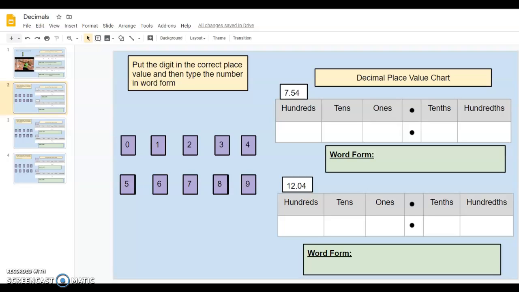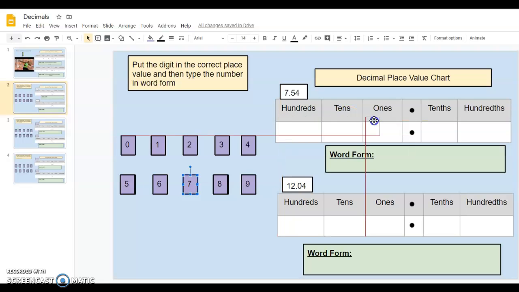So I'm getting ready to explain how to do one of these questions right here for decimal place value. Pretty much your question is right here. This is what you're going to be putting into the place value chart. So that is 7 and 54 hundredths. All you're going to do is come to the numbers and click and drag the digits where they go.